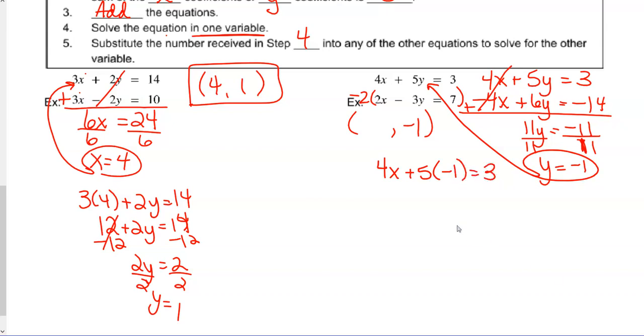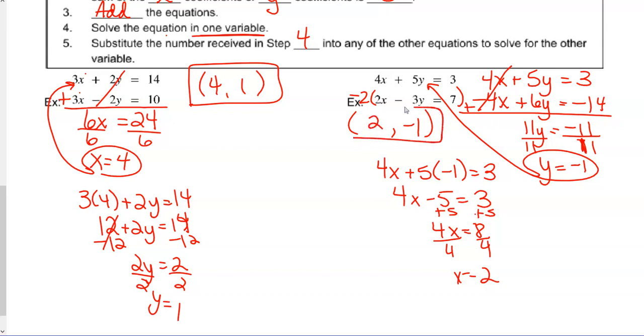And now I have this linear equation to solve. So 4x, this becomes a minus 5 equals 3. I'm going to add the 5 to both sides and get 4x equals 8. Therefore, I divide by 4. Our x value is equal to 2. So the point (2, negative 1) would actually be my solution to this system of equations that I have for doing it by elimination. Okay?